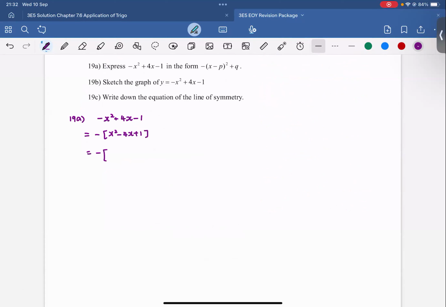Complete the square. What square have x squared minus 4x? x minus, you divide by 2, so this square. When you expand this, you will have x squared minus 4x plus 4. So the 4 is extra. So you subtract away the 4, you copy down the plus 1. Expand. We get this.